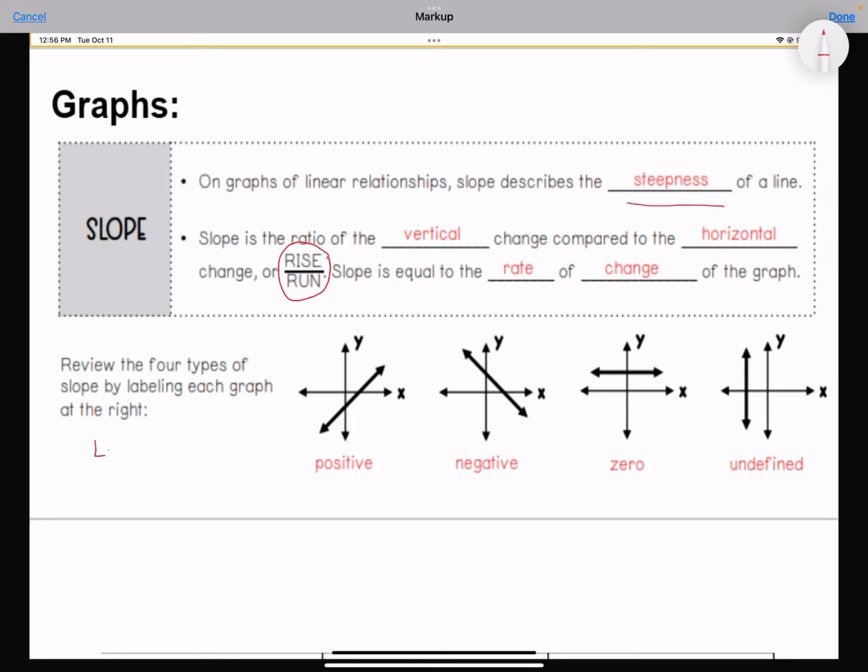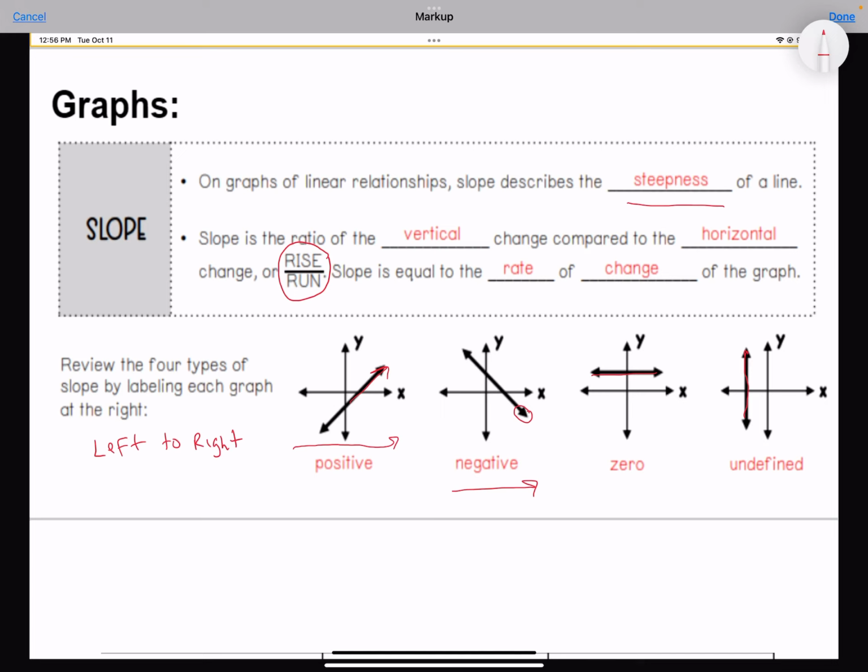As you read from left to right, you also look at graphs from left to right. So the first one is positive because as we go from the left to the right, it's increasing. The next one is negative because as you go from left to right, it's decreasing. It's going down. A 0 slope is a horizontal line, and a vertical line has an undefined slope.